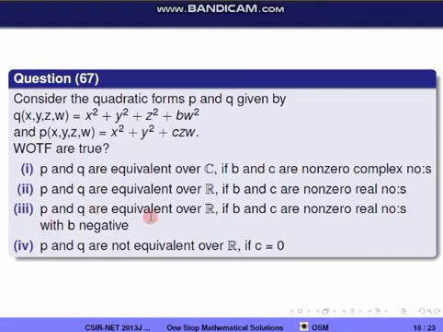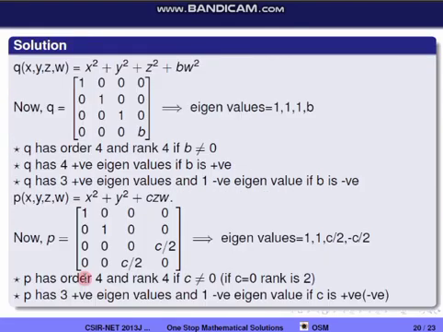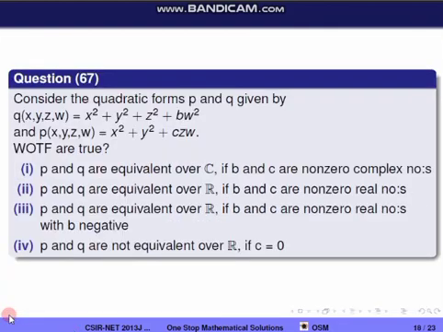P and Q are equivalent over R if b and c are non-zero real numbers. Along with it, b is negative. So we'll check that. So if b is negative, we are getting Q has 3 positive eigenvalues and 1 negative eigenvalue similar to that of P. So this implies P and Q are equivalent over R if b and c are non-zero real numbers with b negative. Now we'll check for P and Q are not equivalent over R if c equal to 0.